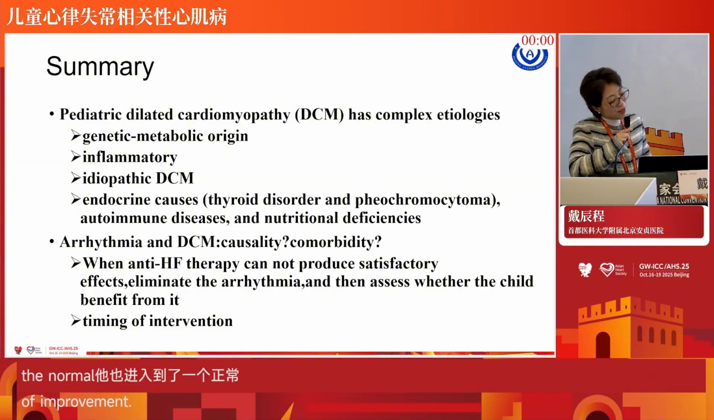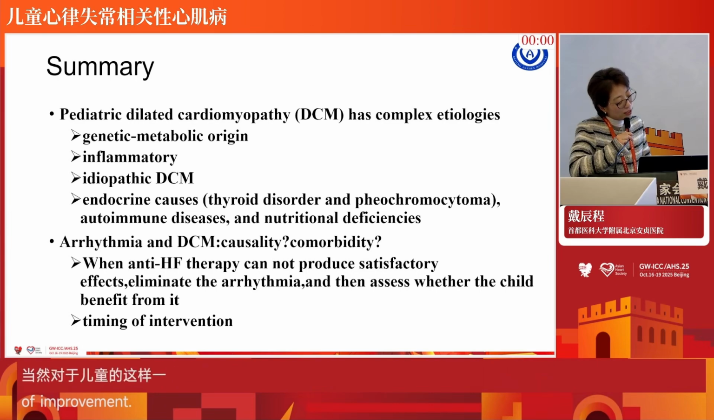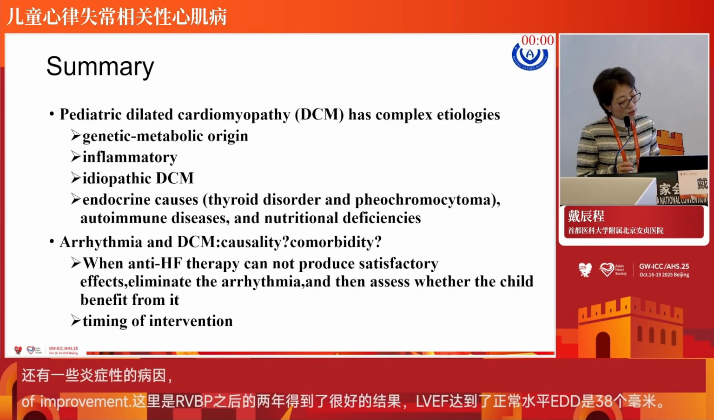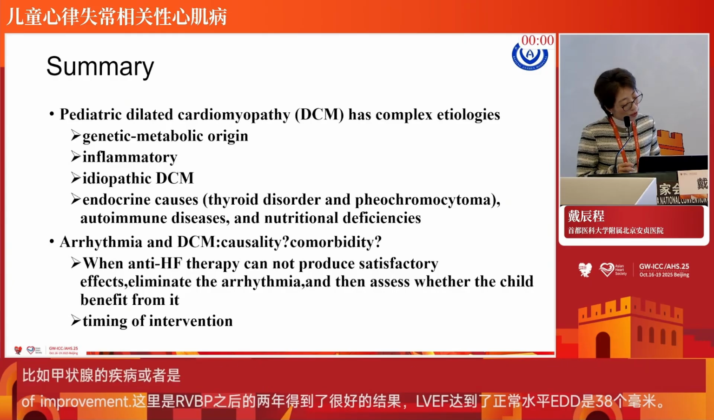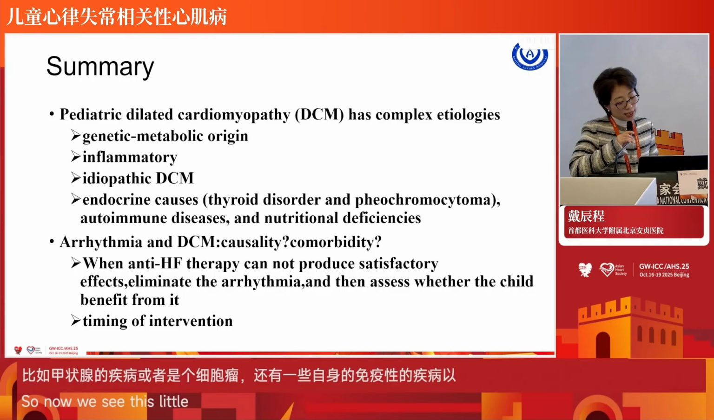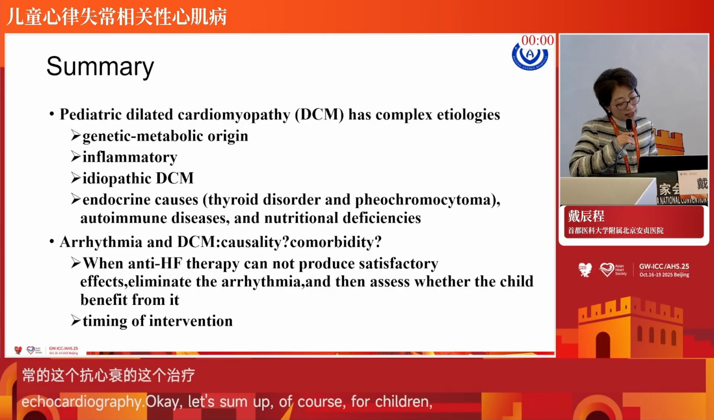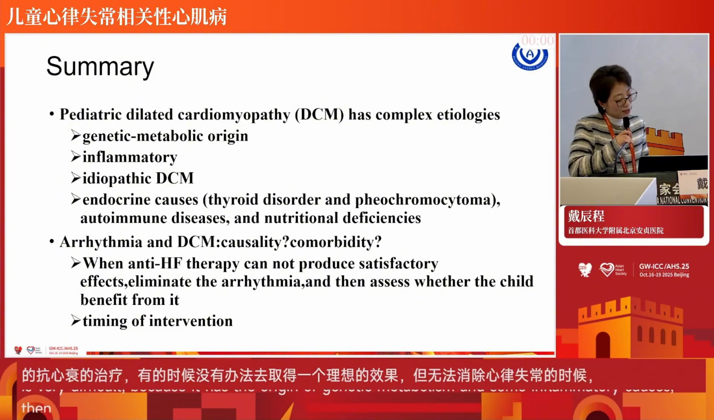Summary. First, pediatric dilated cardiomyopathy has complex etiologies such as genetic, metabolic origin, inflammatory, idiopathic dilated cardiomyopathy, and endocrine causes. The relationship between arrhythmia and dilated cardiomyopathy maybe is a causality, maybe it's just a comorbidity. When anti-heart failure therapy cannot produce satisfactory effects, eliminating the arrhythmia and then assessing whether the child will benefit from it is my choice. Thank you.